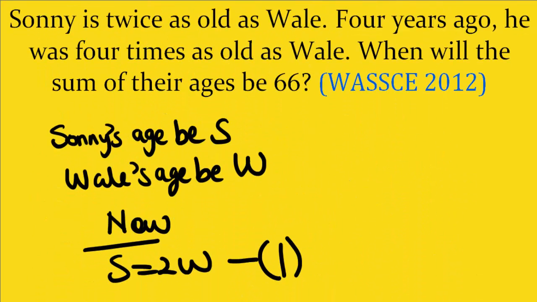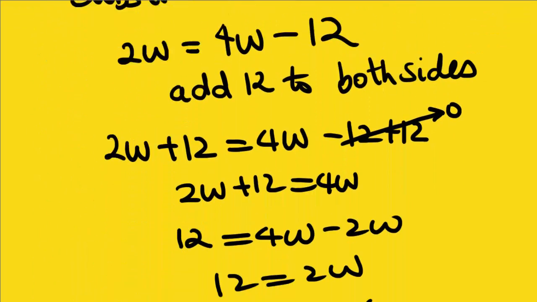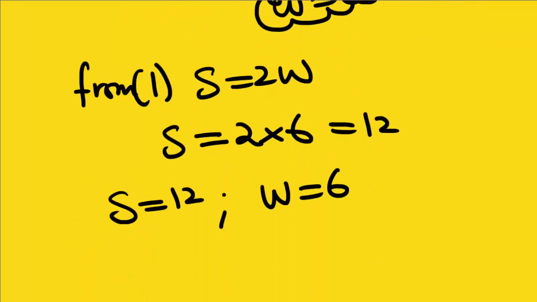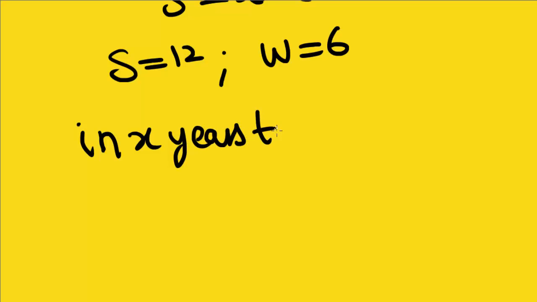Now, if you go to the question, the last sentence, it says, when will the sum of their ages be 66? That question is basically saying, how many years from now will their ages add up to 66? So to say, in X years time, let their ages add up to 66.